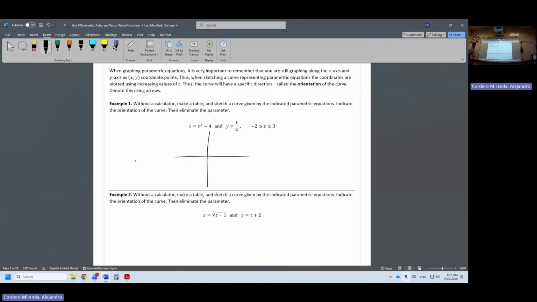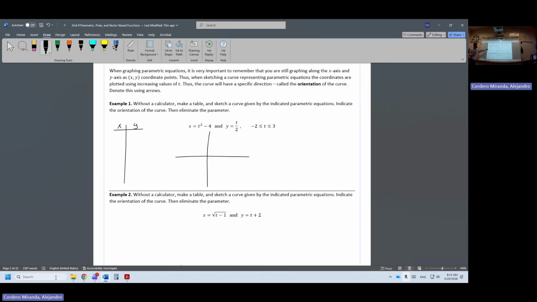And like I'm gonna do it the way you learned way back in the day, which still applies, where you can make a little table with x's and y's and plot those points and connect them, and that's my graph.